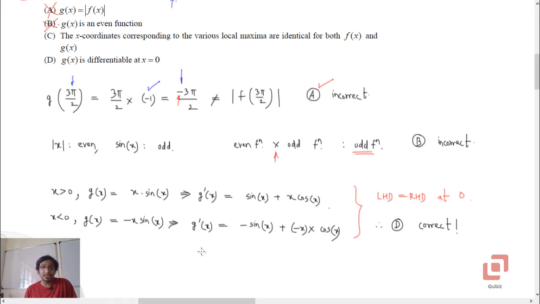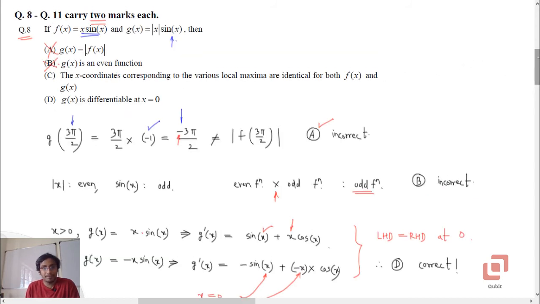Now if we substitute x equal to 0, we will get sin 0 as 0, and because of this x it will be 0, and the same thing will be applicable here, which means the left hand derivative at 0 and the right hand derivative at 0 are equal. So D is actually the correct option, which means C is also not right. You can use any graphing calculator or any grapher tool to verify that C is not right, especially in the second quadrant and third.